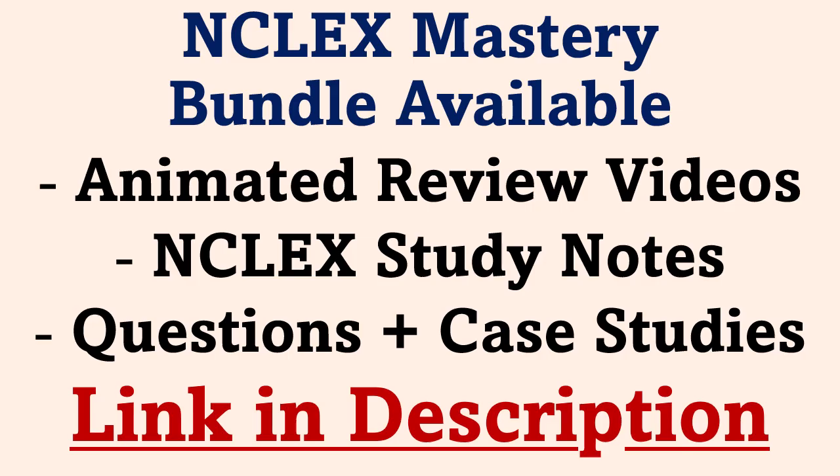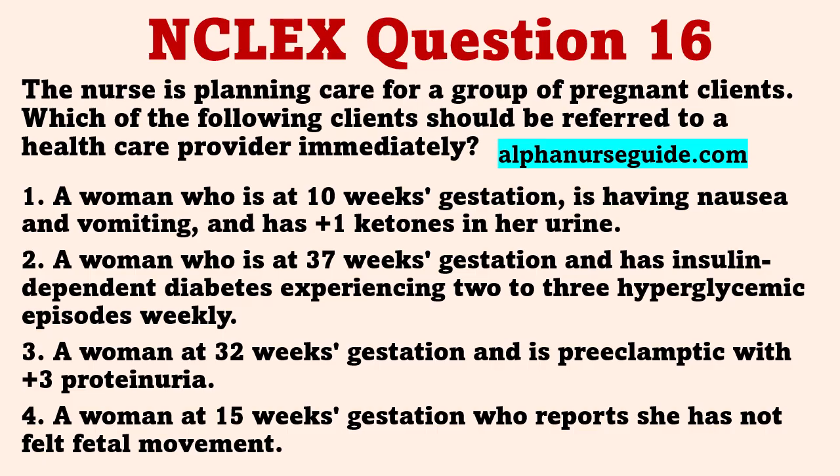Back to the questions. The nurse is planning care for a group of pregnant clients. Which of the following clients should be referred to a healthcare provider immediately? 1. A woman who is at 10 weeks gestation, is having nausea and vomiting, and has +1 ketones in her urine. 2. A woman who is at 37 weeks gestation and has insulin-dependent diabetes, experiencing 2 to 3 hyperglycemic episodes weekly. 3. A woman at 32 weeks gestation and is preeclamptic with +3 proteinuria. 4. A woman at 15 weeks gestation who reports she has not felt fetal movement.